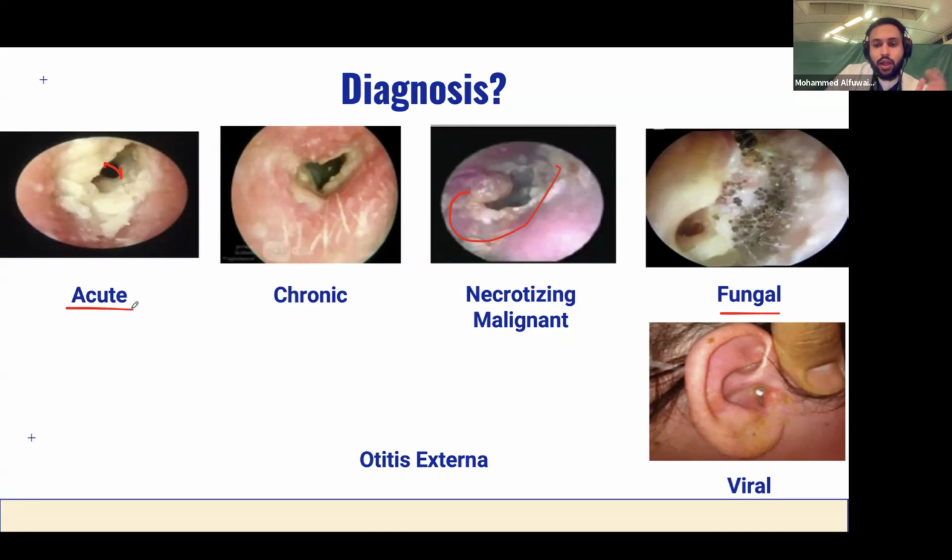Acute, antibiotic. Okay? To cover what? Pseudomonas. So ciprofloxacin, fluoroquinolone. Chronic, there's usually an underlying disease causing it, such as eczema or whatever. So you treat the underlying disease plus give antibiotics. In necrotizing malignant, IV antibiotics, which is IV ciprofloxacin. Fungal, you treat the fungal infection with antifungals or topical antifungals. This one also you give topical too. And then this one viral, antivirals. Otitis externa, is this clear?